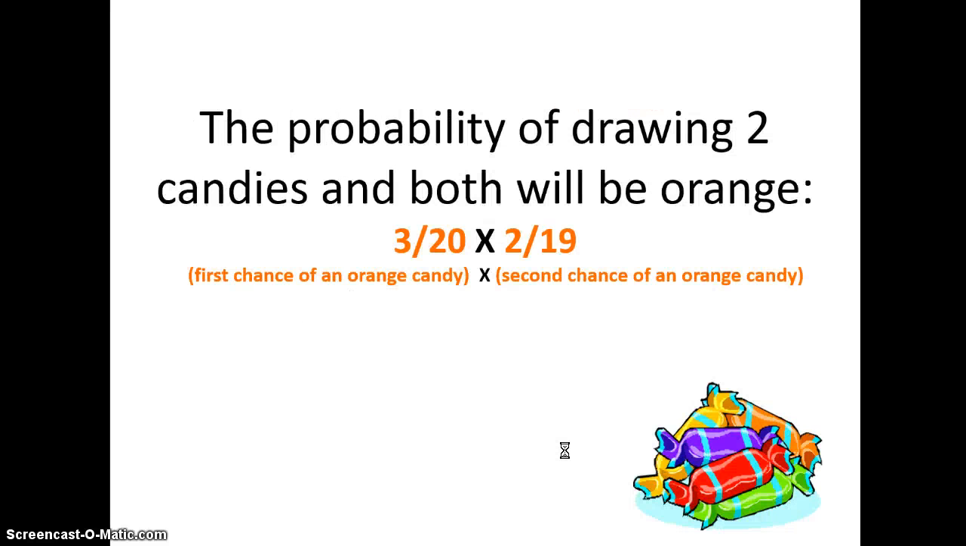The probability of drawing 2 candies and both will be orange. Here's our probability of the first: 3 out of 20 are orange. Now we took 1 out, only 2 orange remain, 19 total candies remain, and we've talked about how in order to find compound probability of 2 separate events, here's our first pool, here's our second pool, we're going to multiply the 2.